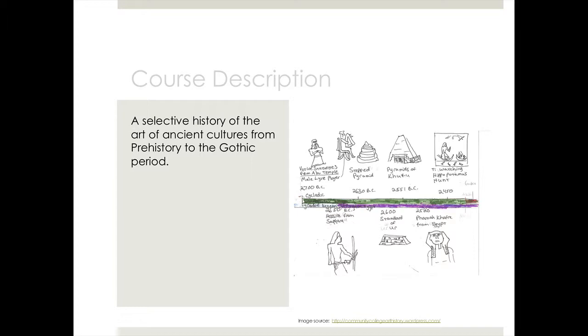I want to start off by just going over some of the course goals and policies for the class, beginning with the course description. This course is a selective history of the art of ancient cultures, beginning with the caves in the prehistoric period and ending with the great cathedrals of Europe.